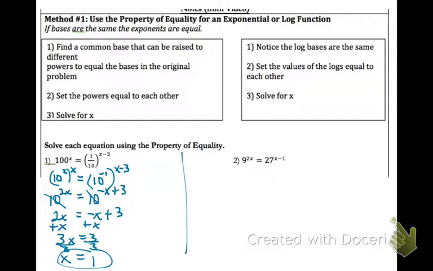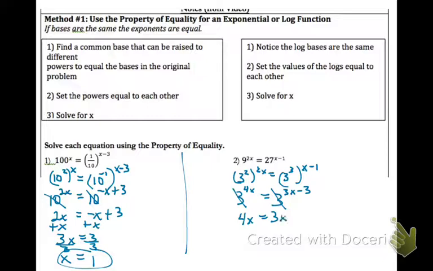And our next problem, we've got 9 to the 2x power equals 27 to the x minus 1. So think about 9 and 27 and a common base that you could raise to different powers to equal those numbers. So I think of 3. 3 squared is 9, but I still need to raise that to the 2x power. 3 to the third power is 27, but I still need to raise that to the x minus 1 power. When you raise a power to a power, you multiply. So let's multiply those powers. And now, since our bases are the same, we can set those exponents equal to each other. Then we solve. So x equals negative 3.